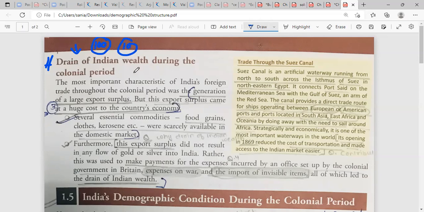So ma'am, how come you can say this? There is a drain, right? The most important characteristic of India's foreign trade throughout the colonial period was the generation of large export surplus, right? There was large export surplus. See, earlier Britishers were taking 100 kg of wood, but now because of Suez Canal and other facilities, they were taking more. So export is high, right? So because of this, the money which will be coming to us will be high, right? So that means our economy should be increasing, right?